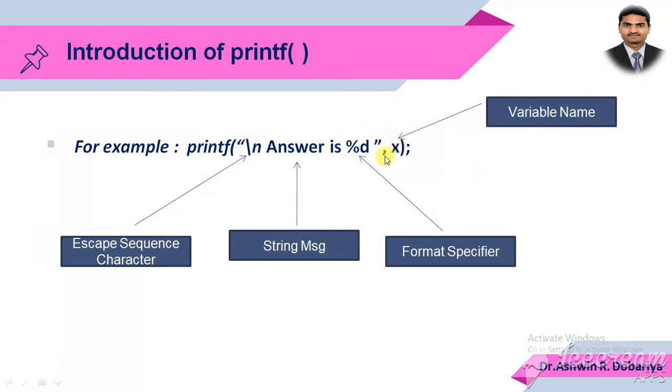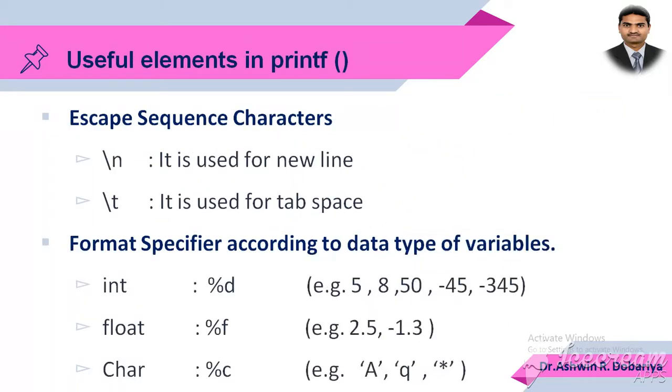If you want to display a float variable, then percentage %f. If you want to display the value of a character, then percentage %c. So every data type variable has a different format specifier. So this is a simple printf statement. Now let's see the escape sequence characters. Backslash n is generally used for a new line. What is a new line? We'll see with the example. Backslash t leaves a tab space in between the message, right?